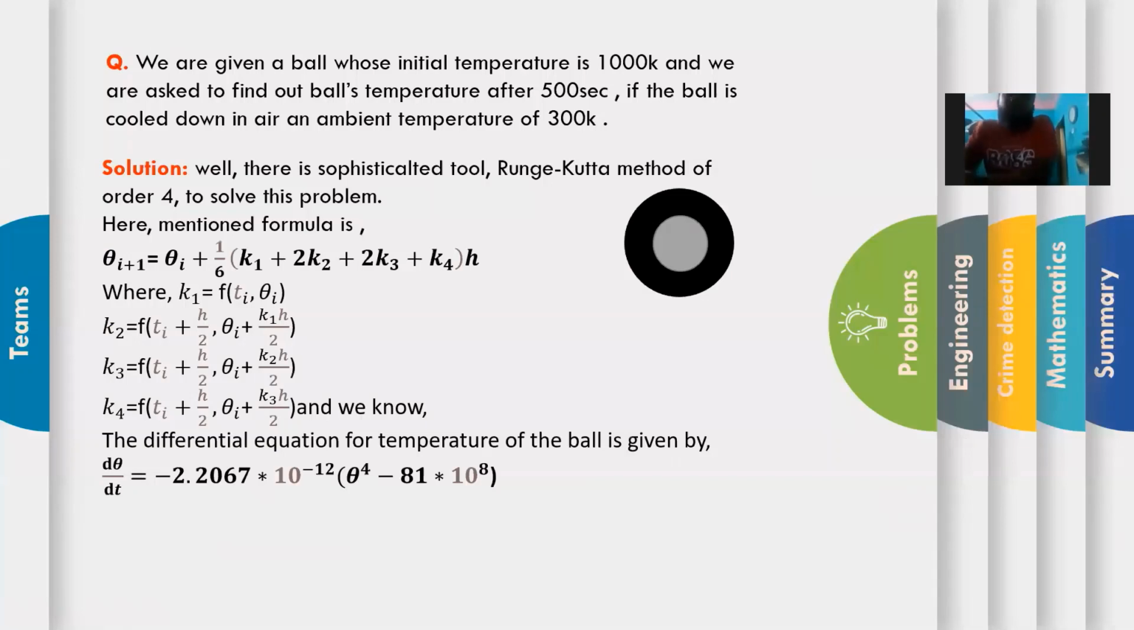To solve this problem, there is a sophisticated tool of numerical methods, which is the Runge-Kutta method of order 4. The formula mentioned here is theta i plus 1 equals theta i plus 1 over 6 into K1 plus 2K2 plus 2K3 plus K4 into h, where the values of K1, K2, K3, K4 are given, and the equation of the temperature of the ball is given, which is seen in this frame.